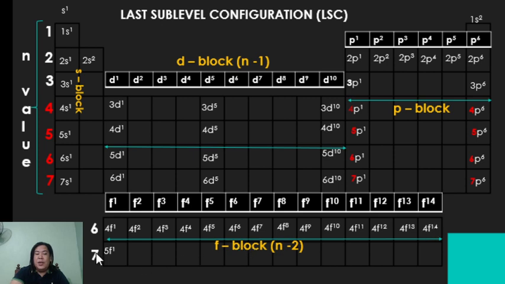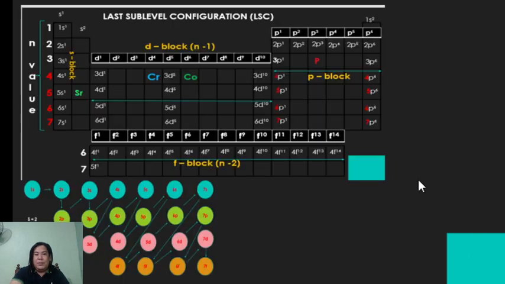So, dito sa 7, 7 minus 2, that is 5. So, mag-i-start kayo sa 5F1 up to 5F14. So, that's the last sublevel configuration. So, you can identify the last electronic configuration of the particular element if you know this division of the periodic table. Okay, next. Let's have some examples.